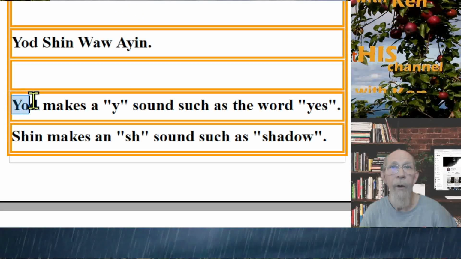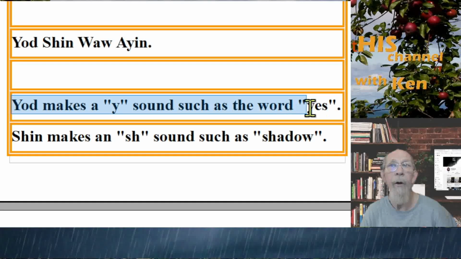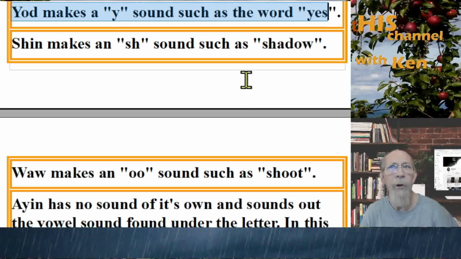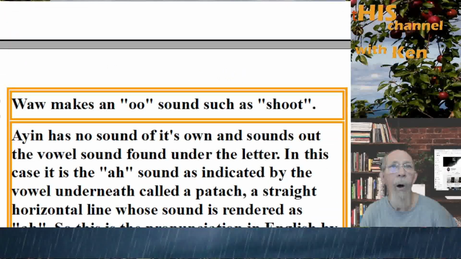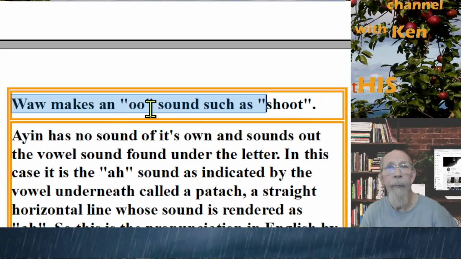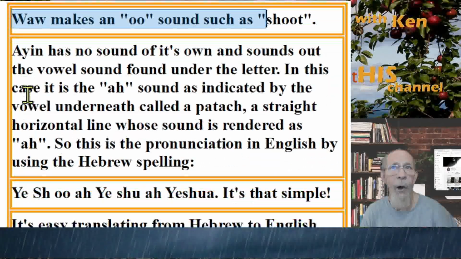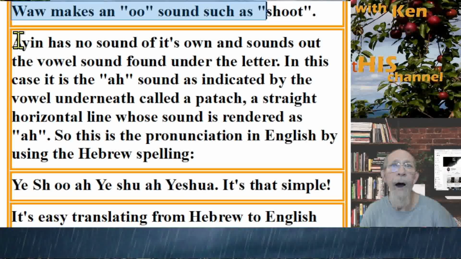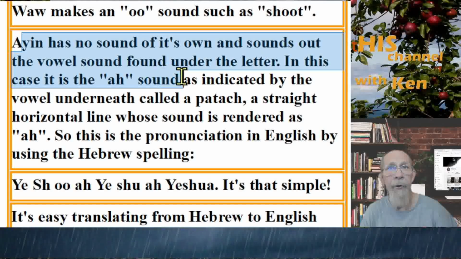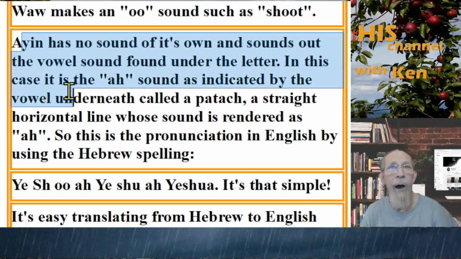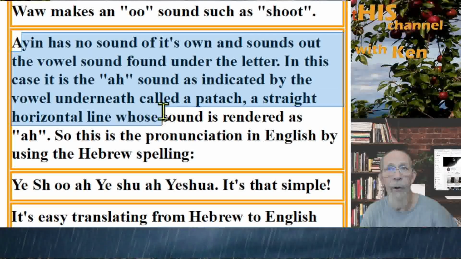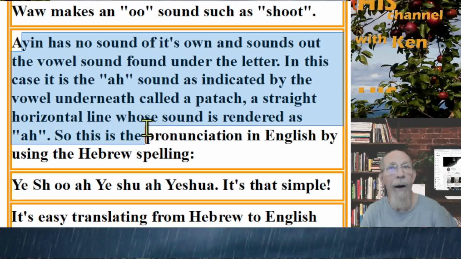Yod makes a Y sound, such as the word yes. Shin makes an SH sound, such as shadow. Wal makes an U sound, such as shoot. Ayin has no sound of its own and sounds out the vowel sound found under the letter. In this case, it is the ah sound, as indicated by the vowel underneath called a patak, a straight horizontal line whose sound is rendered as ah.